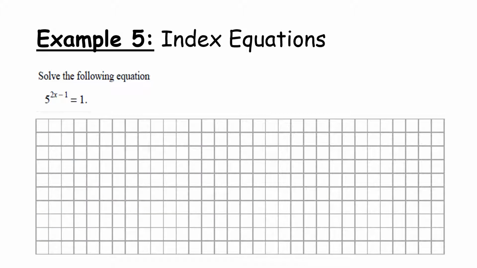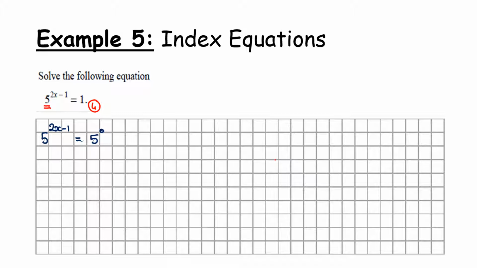So let's take another index equation question and work through it. So again, remember, what we're trying to do in all these index equation questions is get both sides to be the same base. So I have 5 to the power of 2x minus 1 is equal to 1. Again, my focus is going to be getting both sides to be a 5 to a power. Don't forget your laws of indices. Law 4 tells me that any number to the power of 0 is 1. So I can say 5 to the power of 2x minus 1 is the same as 5 to the power of 0. I am able to rewrite that right hand side as 5 to a power.